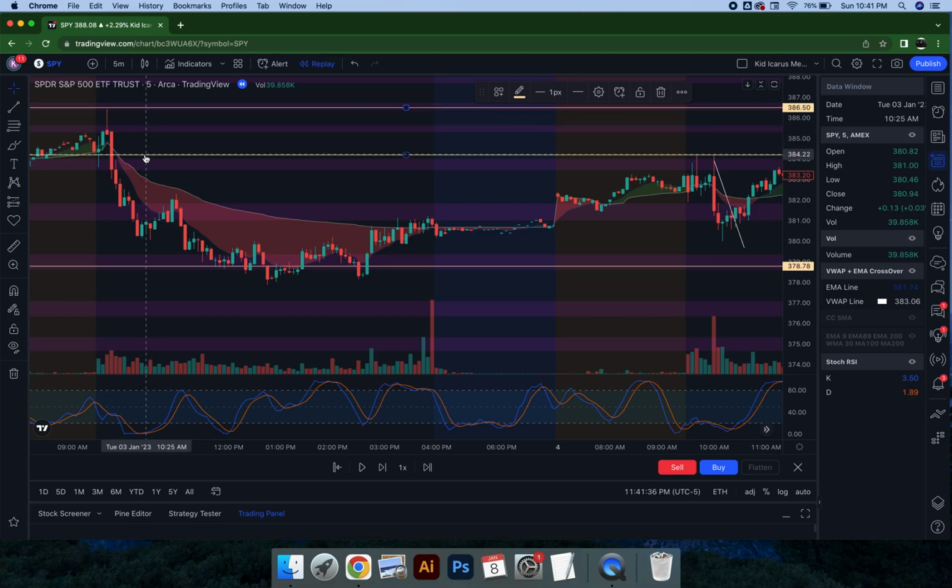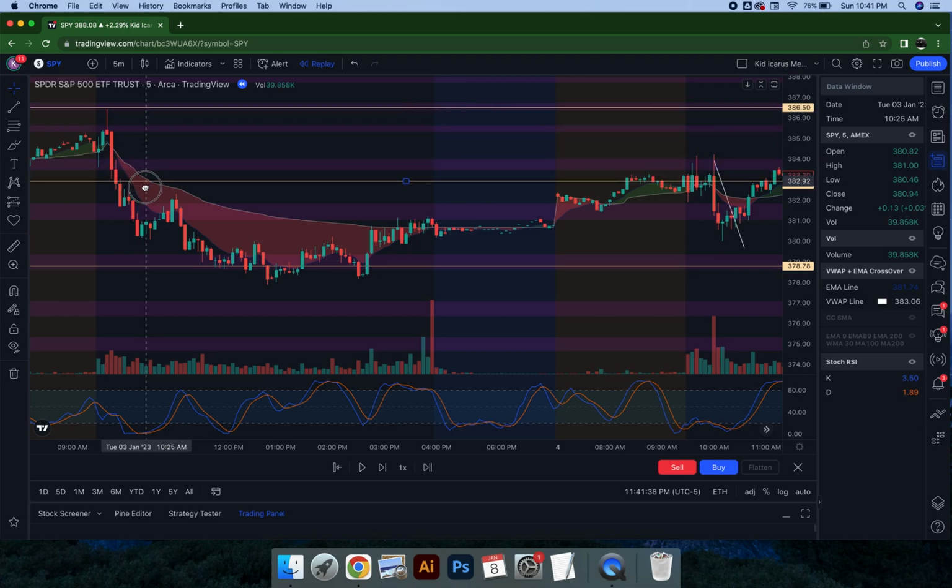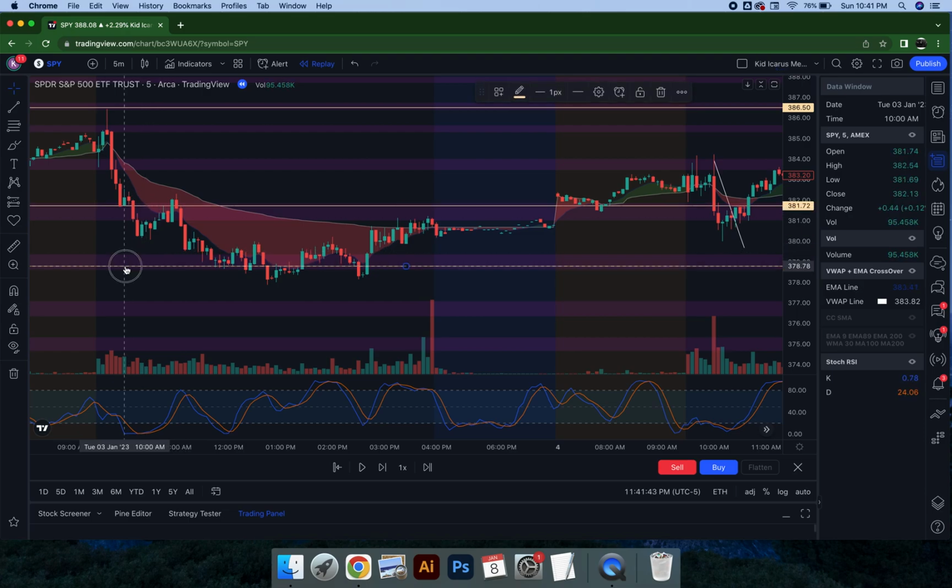Move these lines to where the ORB was. 1, 2, 3, 4, 5, 6 candles in. That gives us 30 minutes. We got the red cloud. We're looking for puts. Trend line break. Stochastic crossing down under 80. This was a massive move here. And then we got another one right here.